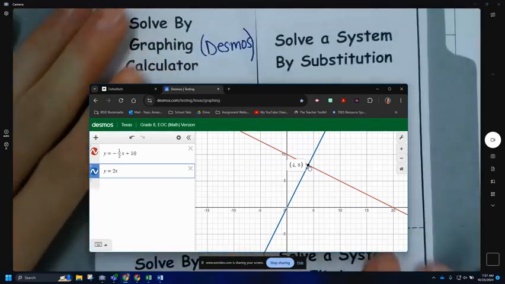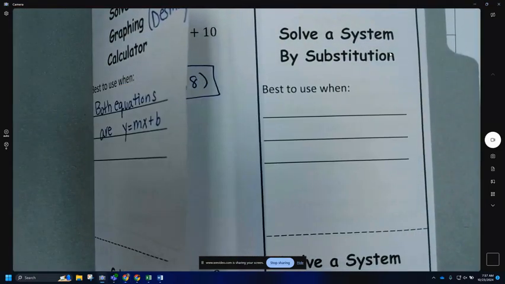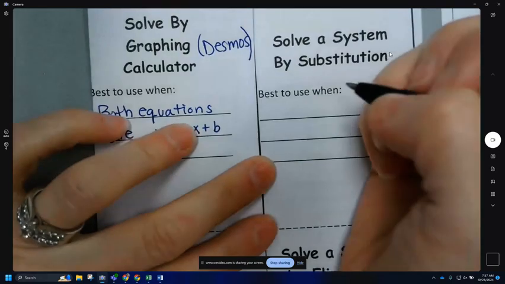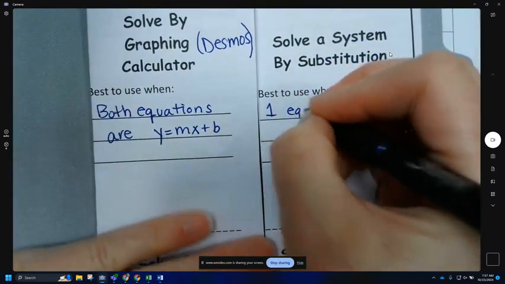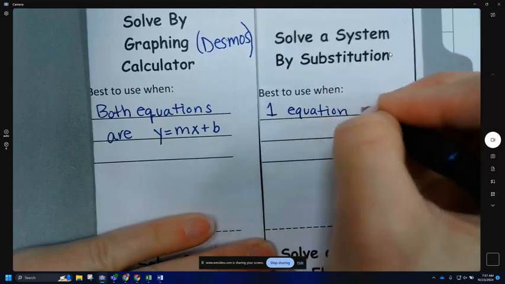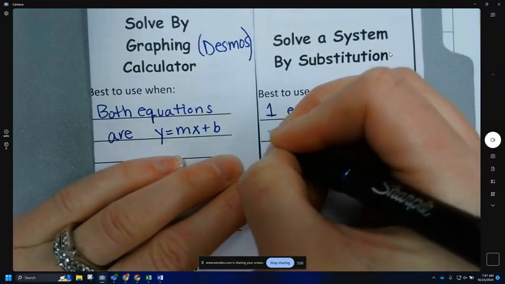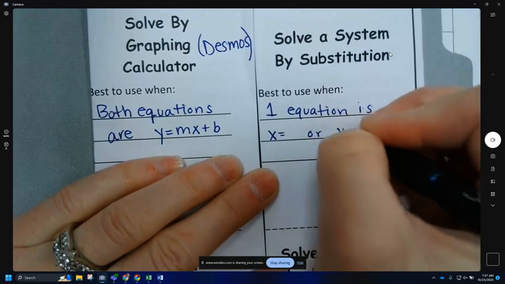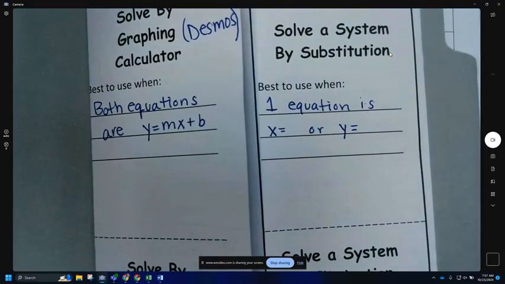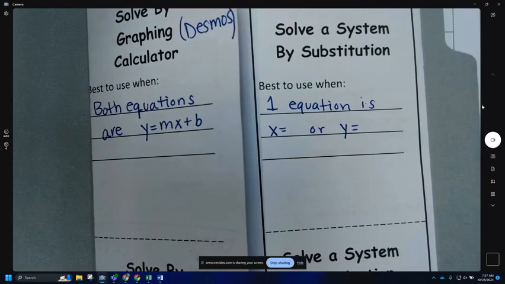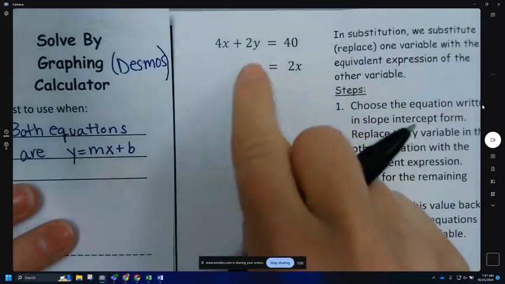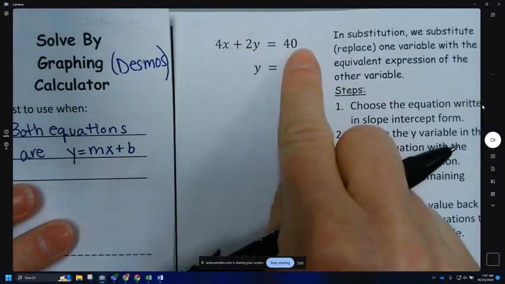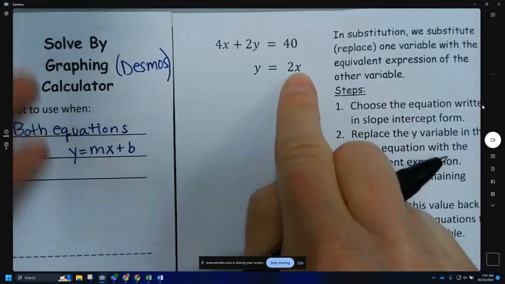Okay, let's go to how to solve by substitution, or when it's best. So substitution is best when one equation is x equals or y equals. So let's look at this one. We have 4x plus 2y equals 40, and then y equals 2x.